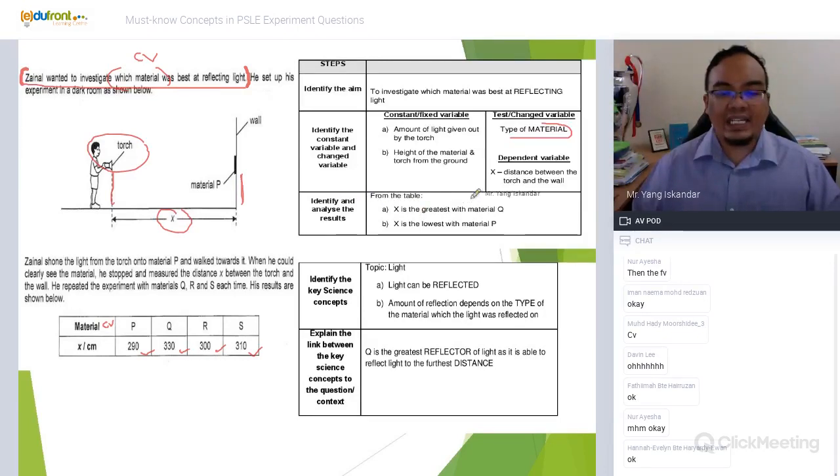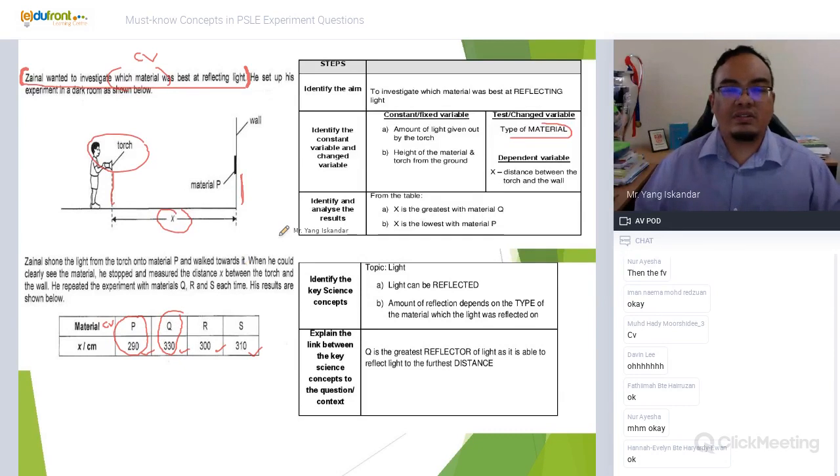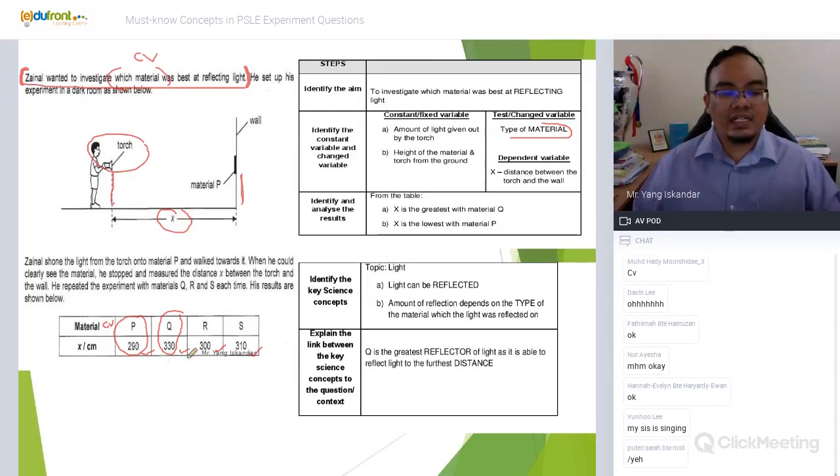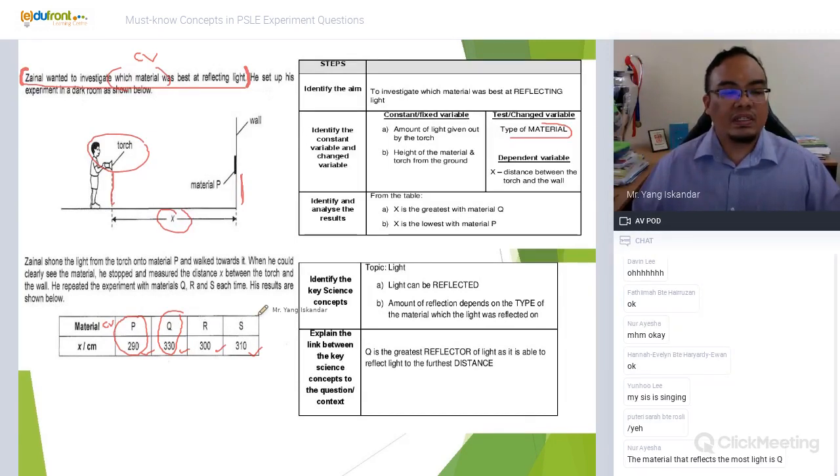You can see that X is greatest with material Q, and material P has the lowest value of X. This is how you analyze the results, in terms of which is the greatest and which is the smallest. For here it is quite straightforward. Sometimes you need to identify the trends, whether it is increasing or decreasing. Sometimes you have more than 4 change variables, more than 4 materials set up, and then you need to be able to identify all.